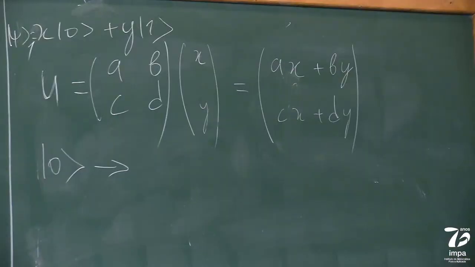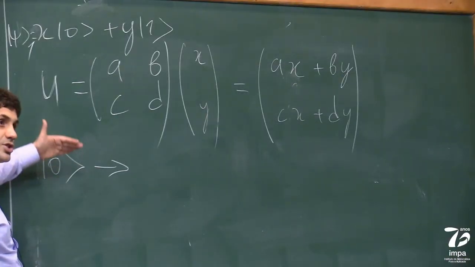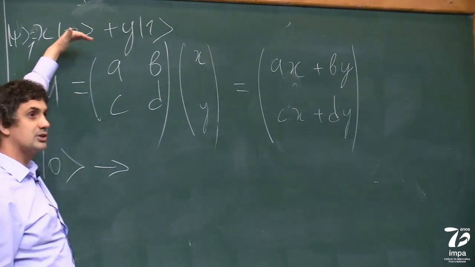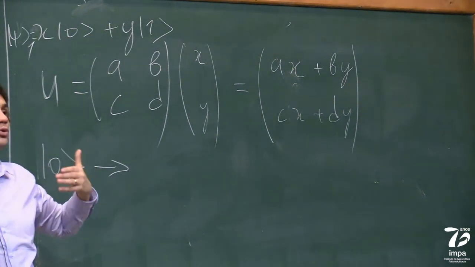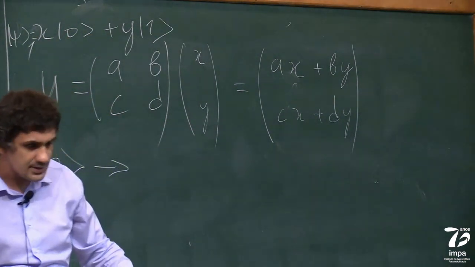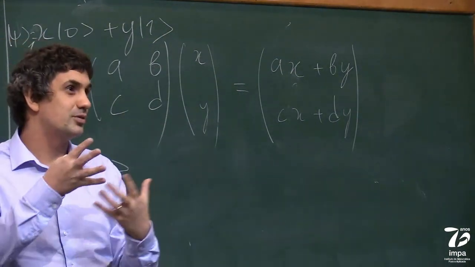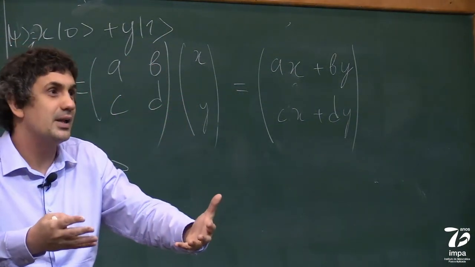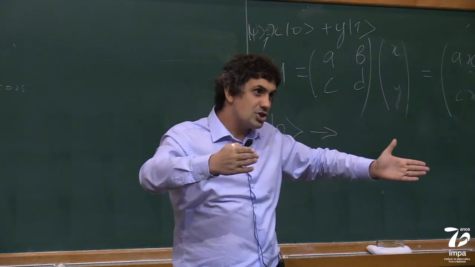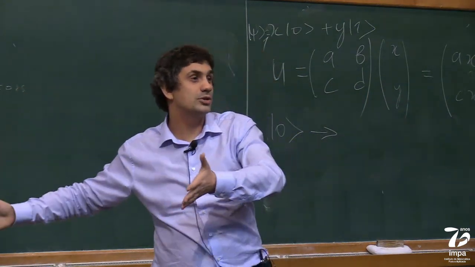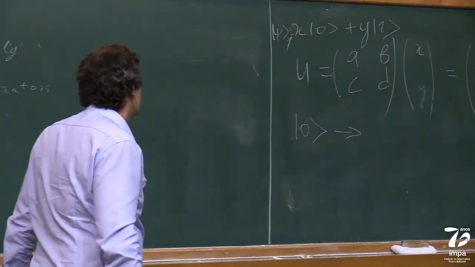So I recommend doing calculations in such a way. You consider a basis, and you look at the evolution of the basis, and it is easier to work, because you never need to multiply. You just have an initial state, and you see its evolution. So this is what's going on.